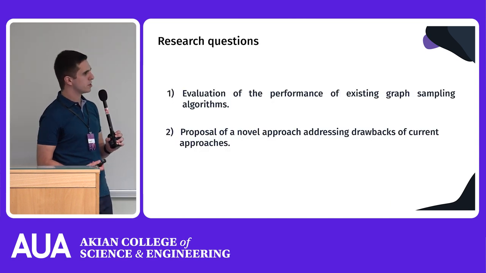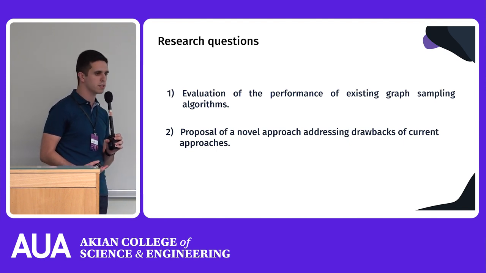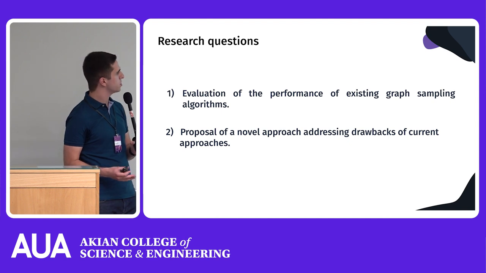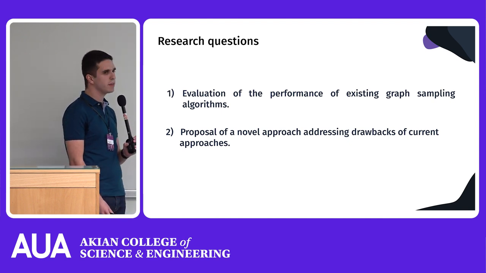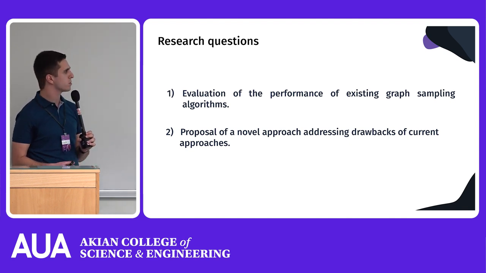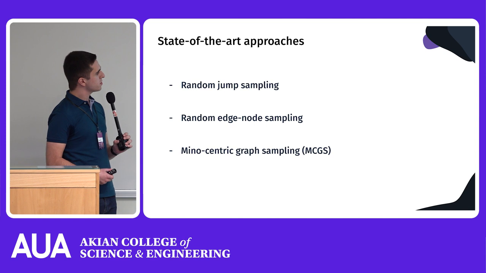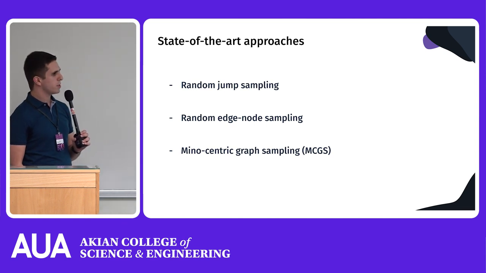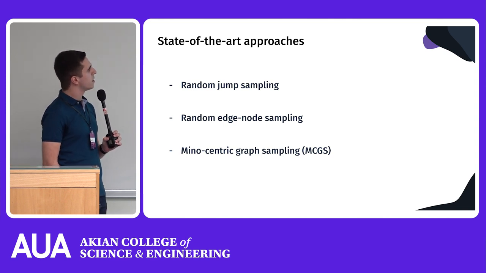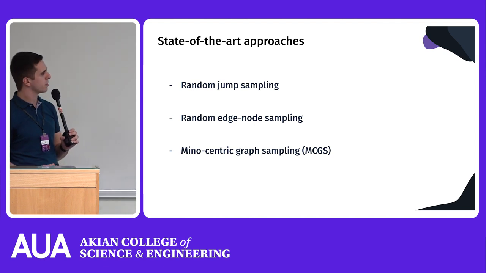So having that, our research mainly focuses on two questions. First is the evaluation of the existing sampling approaches: which are the state-of-the-art approaches and what drawbacks or advantages do they have. Our second question was the proposal of a novel approach that will address at least some of the drawbacks that the current state-of-the-art approaches have. After conducting an extensive literature review, we identified three algorithms which are more or less good at graph sampling: random jump sampling, random edge node sampling, and the final approach, minocentric graph sampling, which is the best one that we had.